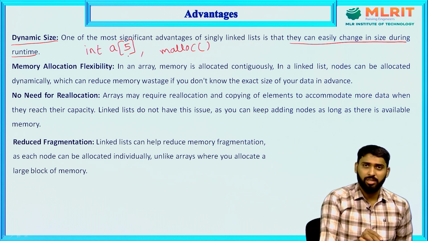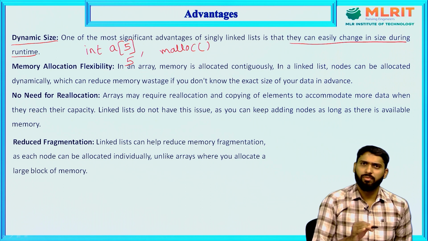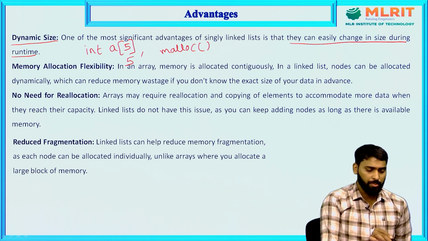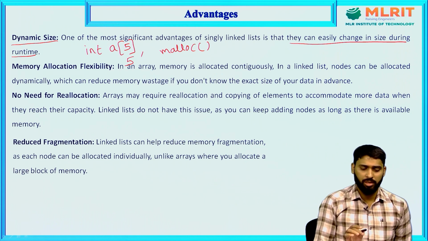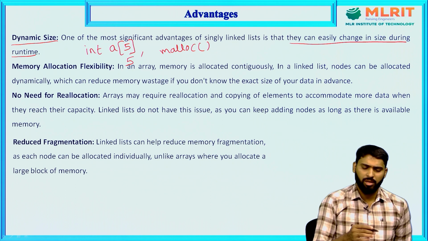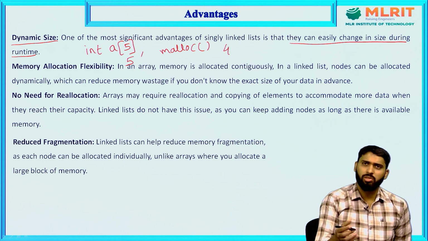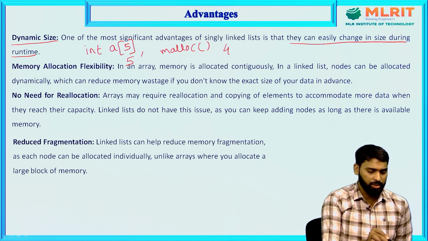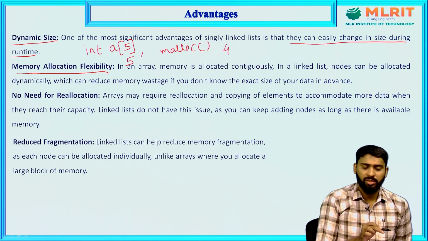Now, int a of 5, how many numbers am I going to store? Only 5 numbers. If it is a linked list, we can store more than 5 numbers also. Okay. So memory allocation flexibility: here 5 numbers. If we are using a linked list, then we can store 4 numbers or 3 numbers, or if I want 10 numbers, then I increase the memory. So that is the flexibility, memory allocation flexibility.